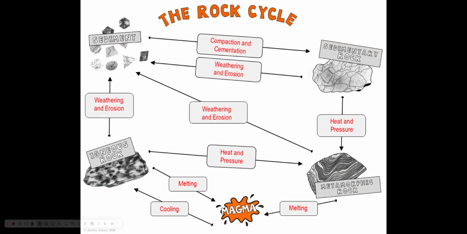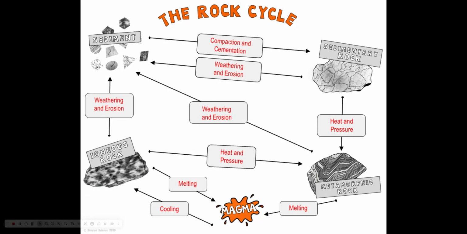So this looks like a very, very confused rock cycle, but if you take a look at it, no matter what type of rock you have, if you have weathering and erosion, you will always have sediment. Sedimentary rock only comes from sediment. Metamorphic rock can come from the other two types of rock as long as you add heat and pressure. And then if you melt an igneous rock or melt a metamorphic rock, it becomes magma.